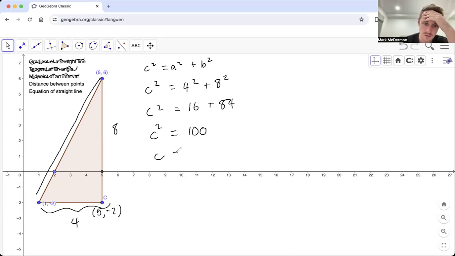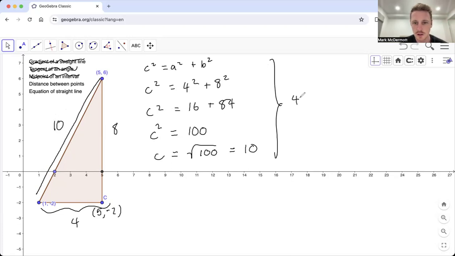So c equals the positive square root of 100, right? Which is 10. So this actually worked out very nicely. So this here has a length of 10. So 4, 8, and 10 must be what we call a Pythagorean triple. So what I mean by that is, and I didn't mean that on purpose actually, which is pretty cool, 4 squared plus 8 squared is 10 squared. Okay, so that's how you find the distance between the points.